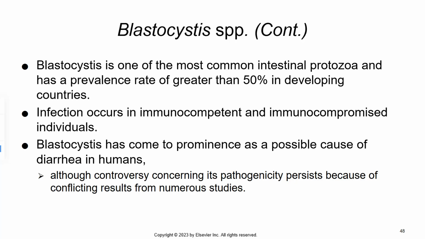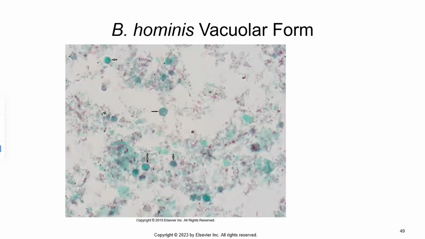Blastocystis is one of the most common intestinal protozoa and has a prevalence of greater than 50% in developing countries. Infection occurs in immunocompetent and immunocompromised individuals. Blastocystis has come to prominence as a possible cause of diarrhea in humans, although there's a lot of controversy and conflicting results from numerous studies. That's a picture of it. You can see the little arrows pointing to it.